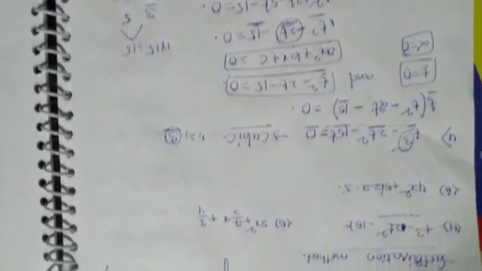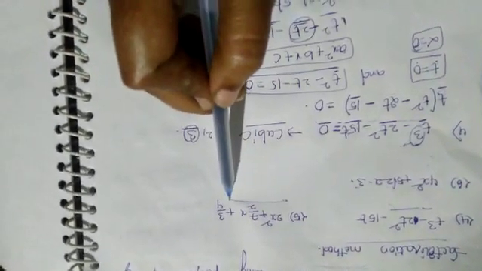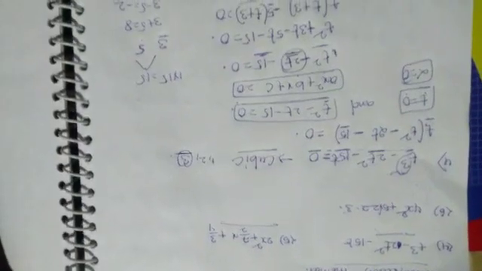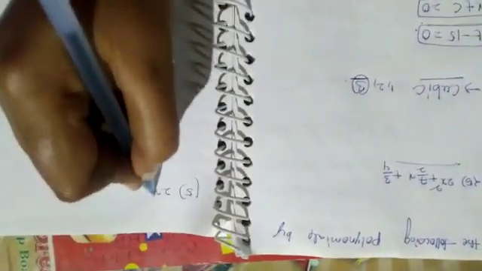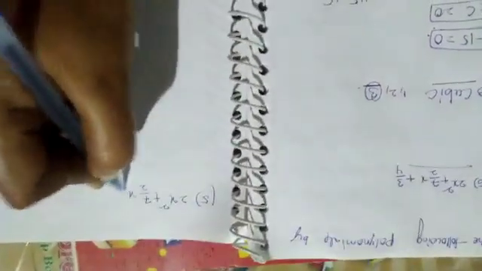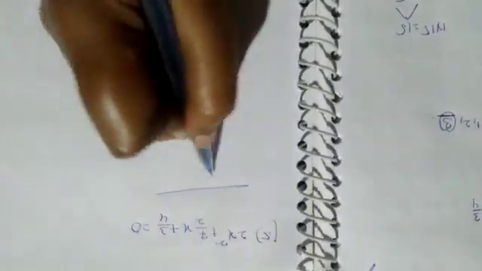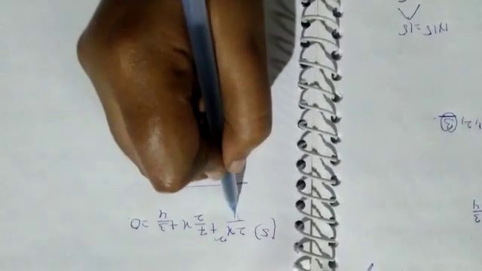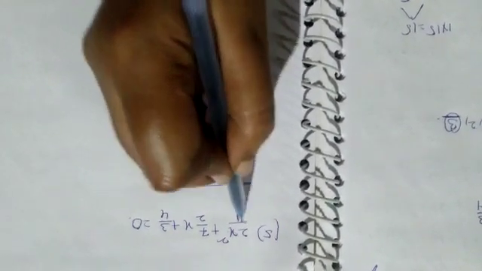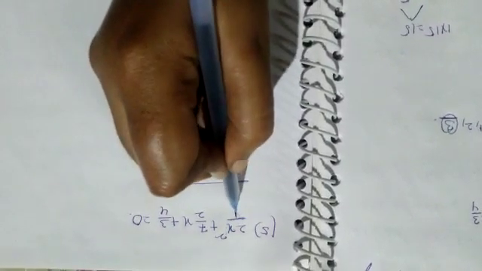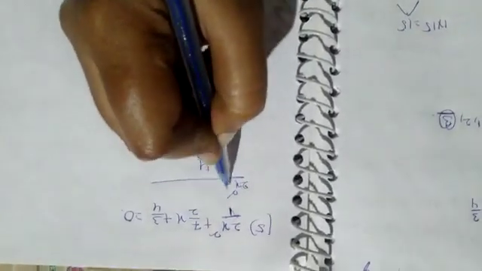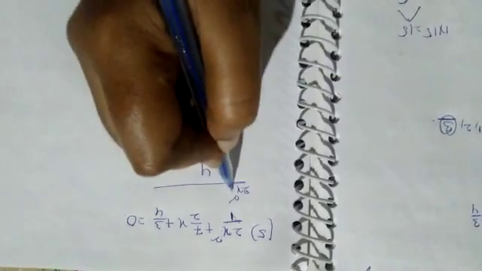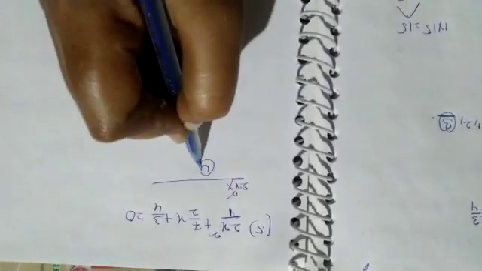Next example, the fifth one: 2x square plus 7 by 2 x plus 3 by 4, equal to 0. Here take the LCM. LCM is 4. This is 2x square by 1. 2x square into, we have 1; we have to get 4. 1 is how many times to get 4? 4 times to get 4.